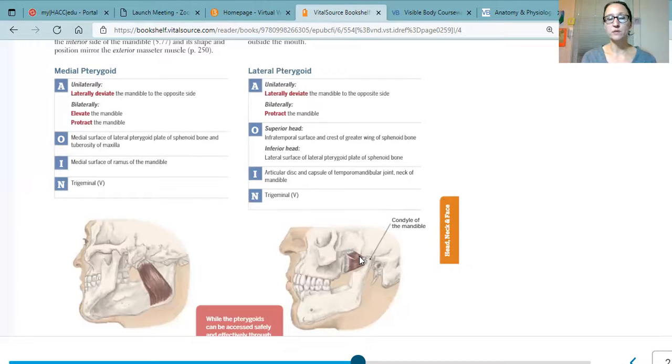Having hypertonic lateral pterygoids can be a problem. So what do they do? Well, unilaterally they laterally deviate the mandible to the opposite side, but it almost doesn't matter because you go one way or you go the other. And bilaterally, these protract the mandible just like medial pterygoids do.